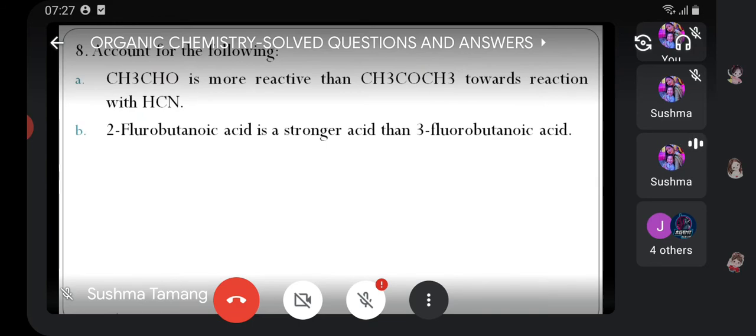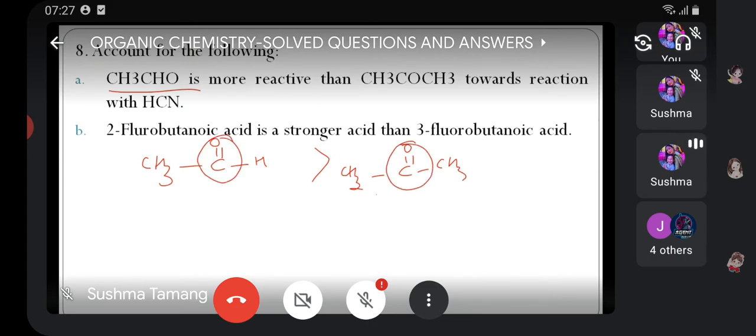The next, account for the following. So this again we have done. So CH3, okay, C double bonded OH. So this is more reactive than C double bonded O, CH3 and CH3. Okay. Now what is the reason? So तिम्रो this one will undergo nucleophilic addition reaction. So त्यसले गर्दा न्यूक्लियोफाइल एड हुनुपर्छ. कहाँ एड हुनुपर्छ? इलेक्ट्रोफिलिक नेचरमा. सो कार्बन तिम्रो के हुन्छ? जति पोजिटिभ हुन्छ, ओके, जति पोजिटिभ हुन्छ त्यति नै रियाक्सन इजी हुन्छ.